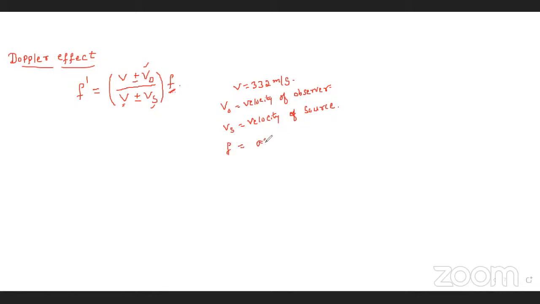F is the actual frequency. Sir, why are you writing plus or minus? You have to use either plus or minus only. But the general formula I am giving is plus or minus V naught divided by plus or minus Vs into F.